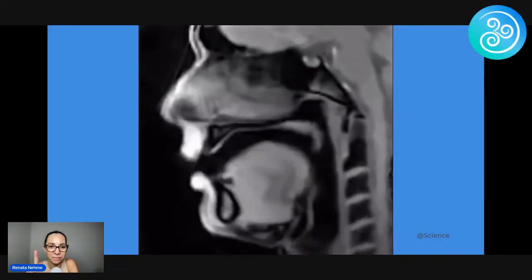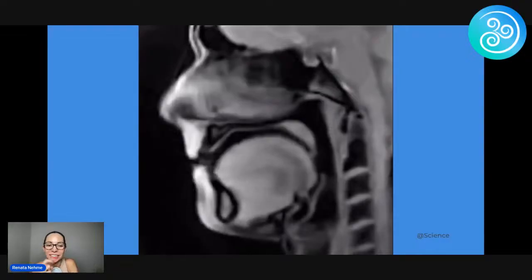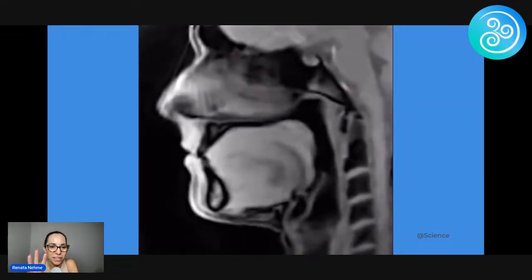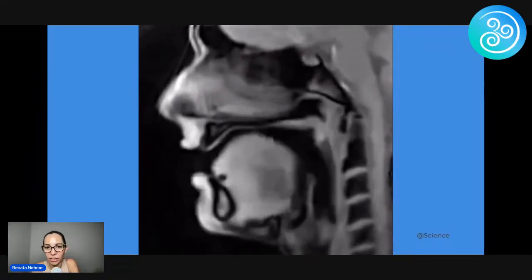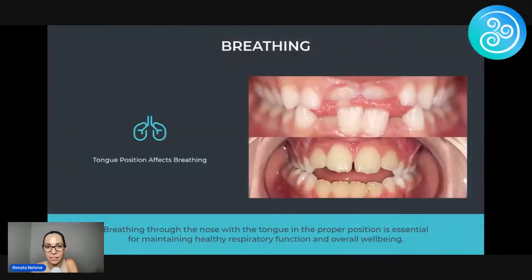So number 1, nasal obstruction. Number 2, an oral cavity that is too small. And number 3, a tongue tie. We're not going to go into how to look for a tongue tie during this class.